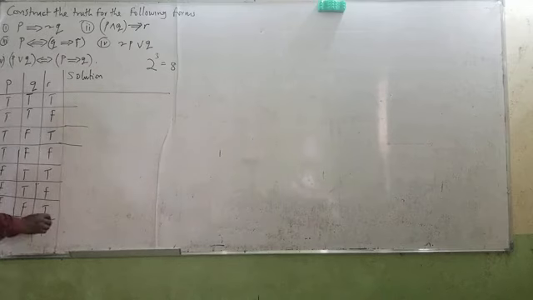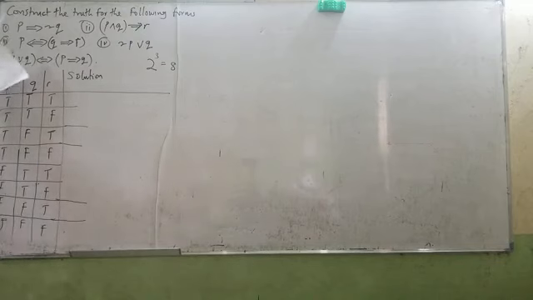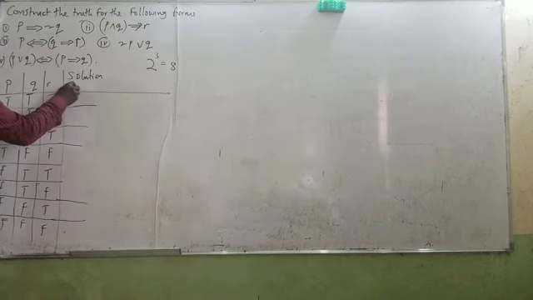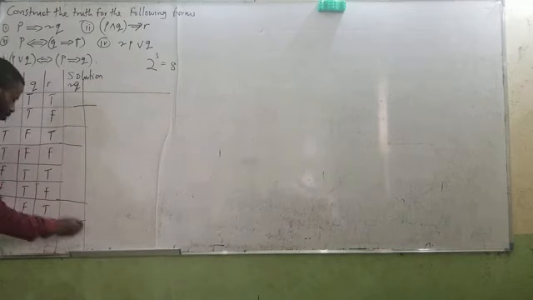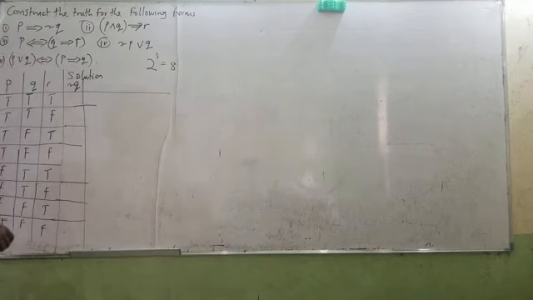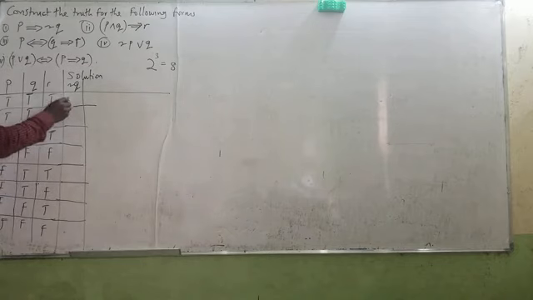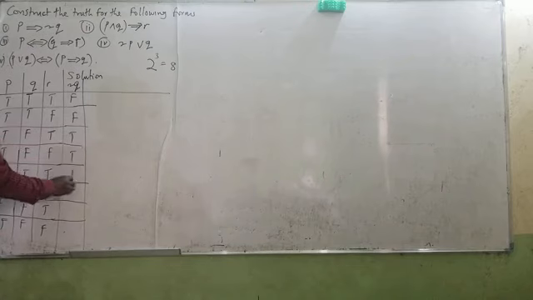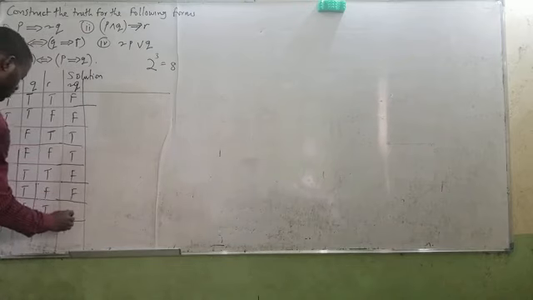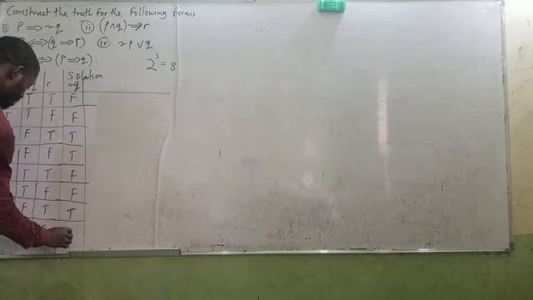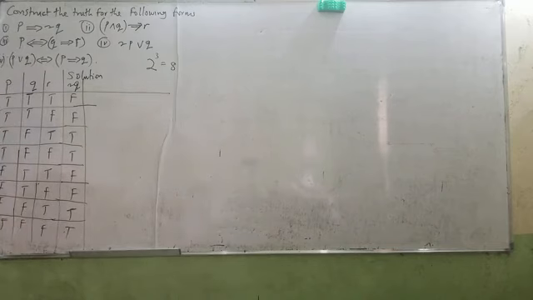Now, let's start with the question. The first one, we are talking about what? Not P, not Q. Now, not Q. Can you see my not Q? Now, if it is not Q, what I will just do is that I will look for this. It means it will be false, false, true, true, false, false, true, and true. That is my not Q.